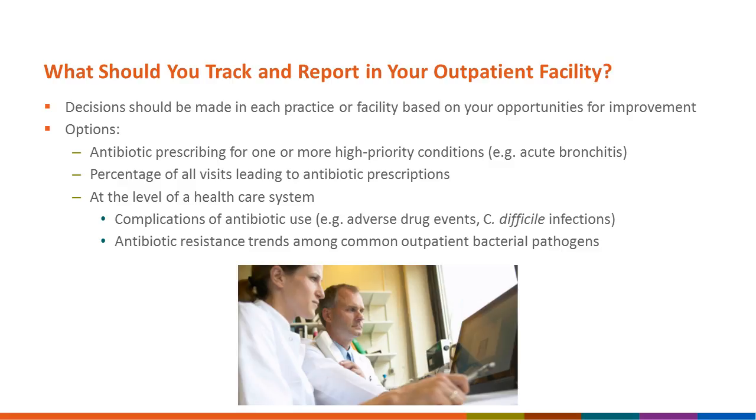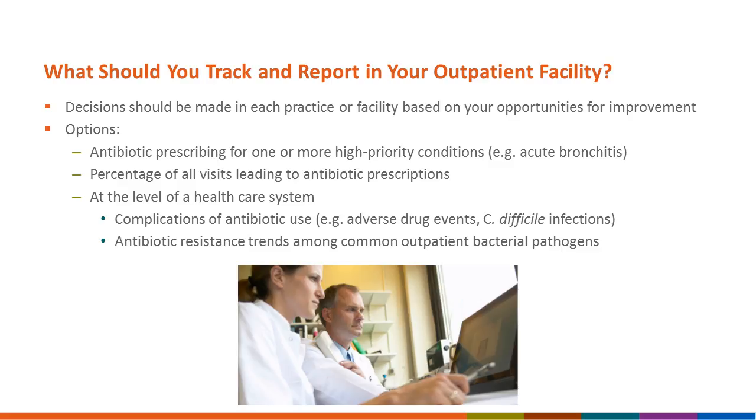So what should you track and report in your outpatient facility? Outpatient clinicians and clinic or health system leaders can select outcomes to track and report on the basis of identified opportunities for improvement in their practice or clinics. We really meant this document to be flexible so that it can apply to a variety of outpatient settings. Systems can track high-priority conditions identified as opportunities to improve clinician adherence to best practices and clinical practice guidelines. For example, acute bronchitis is a common condition for which antibiotics are not recommended in national clinical practice guidelines, yet antibiotics are commonly prescribed. Therefore, leaders might choose to provide feedback on the percentage of acute bronchitis visits in which a clinician prescribes an antibiotic and include comparisons to their peers' prescribing percentages for acute bronchitis.